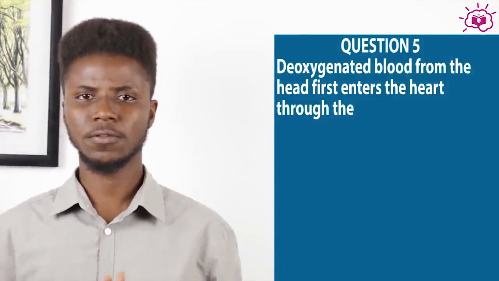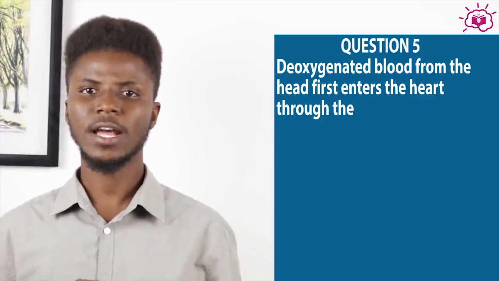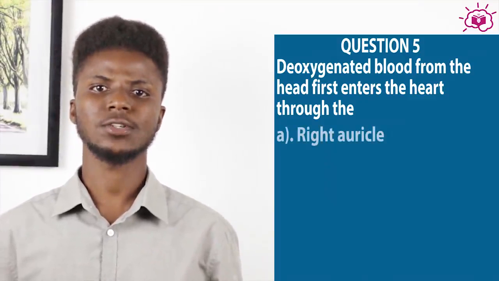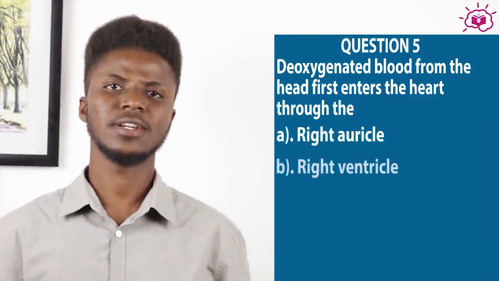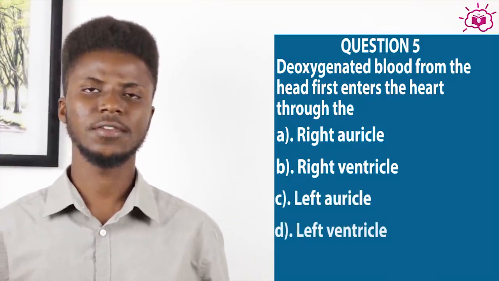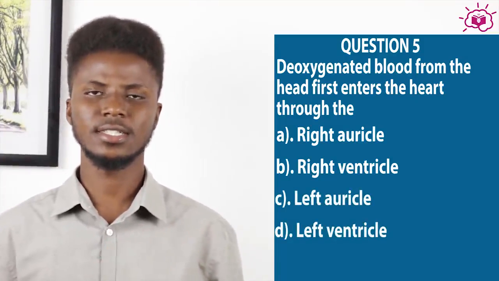The final question. The oxygenated blood from the head first enters the heart through the A. Right auricle, B. Right ventricle, C. Left auricle, and D. Left ventricle. And the answer is D.